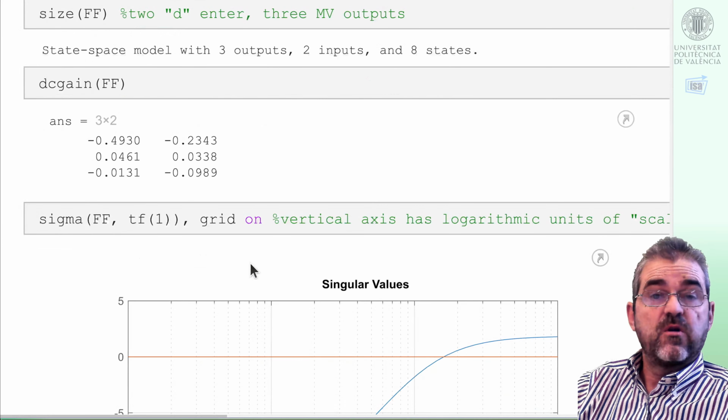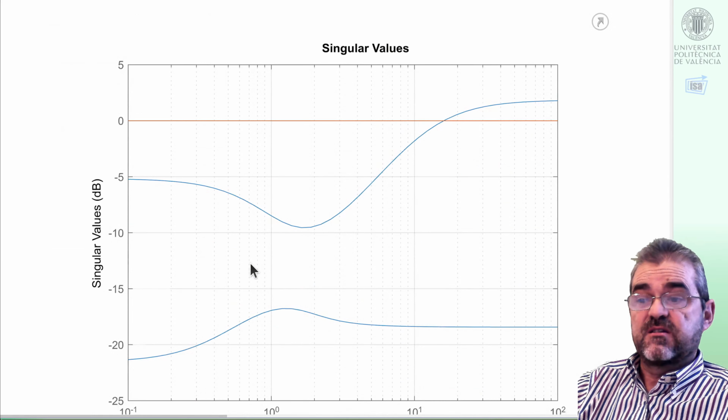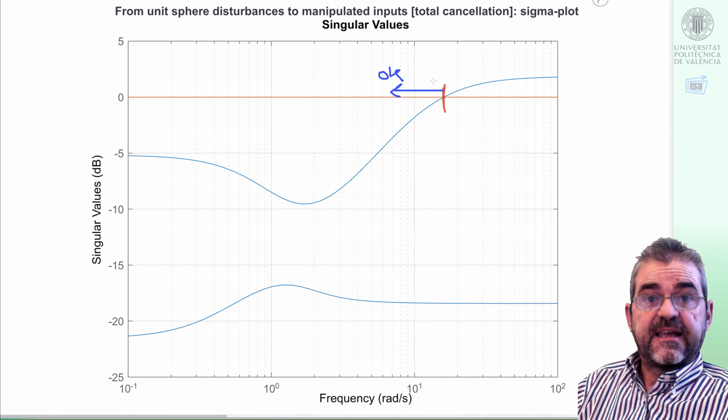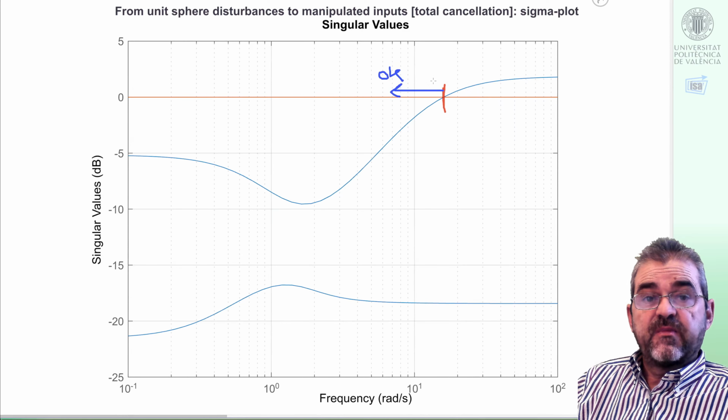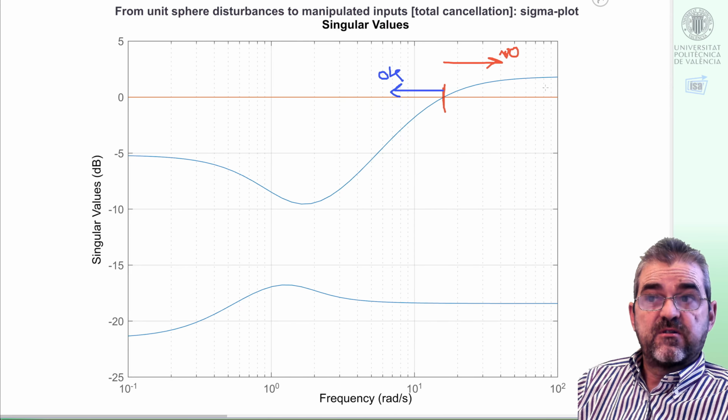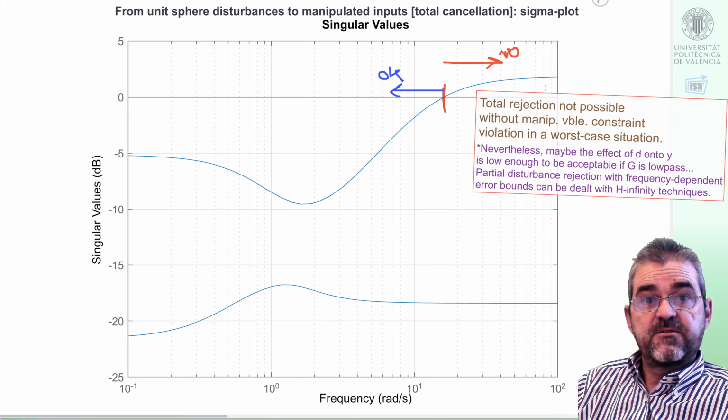And then in previous videos we just analyzed the DC gain. Now if we analyze the whole frequency response, then the singular value plot in frequency tells me that we can totally cancel the disturbance effect if disturbance movement is slow, up to this 16-17 radians per second, because all manipulated variables have amplitude less than 1 while being able to totally cancel the disturbances. That does not happen from this frequency onwards, in which a worst case disturbance cannot be totally cancelled.